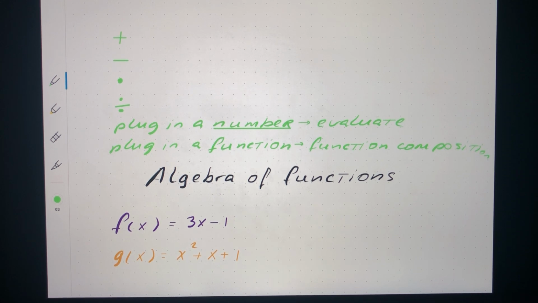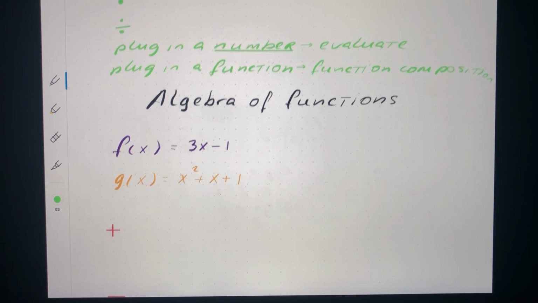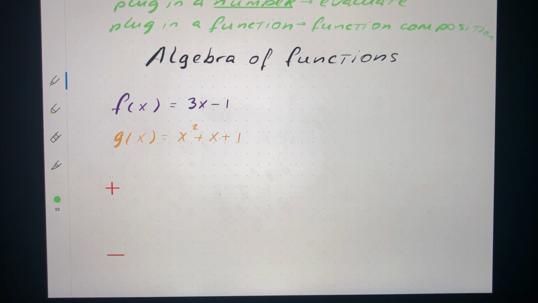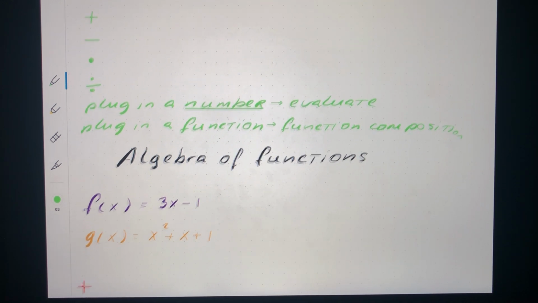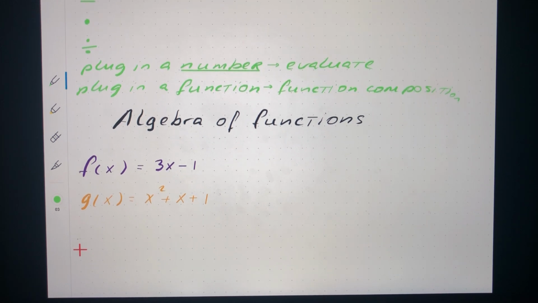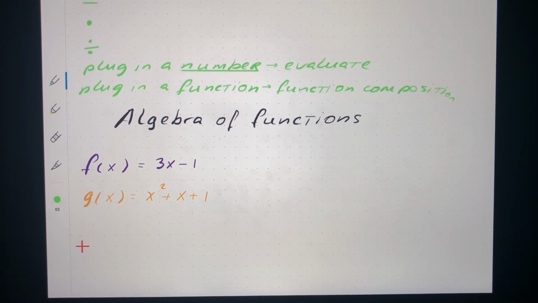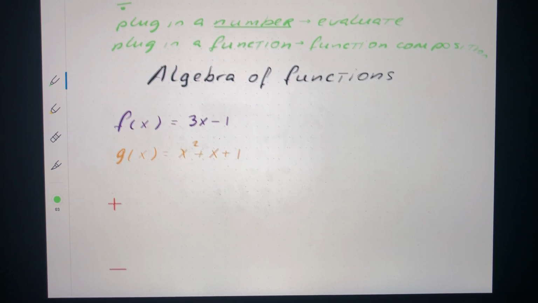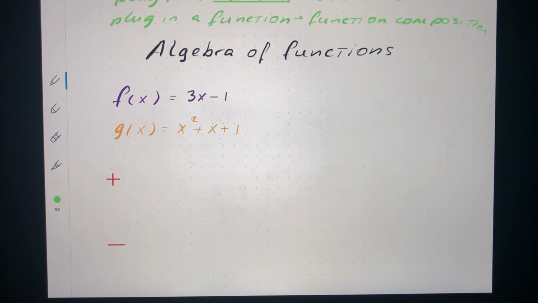And so with our two functions, let's go through all the four operations: addition, subtraction, multiplication, division, and then also let's talk about the evaluation and the function composition. So here are the two functions. They're color-coded differently so we can tell them apart.